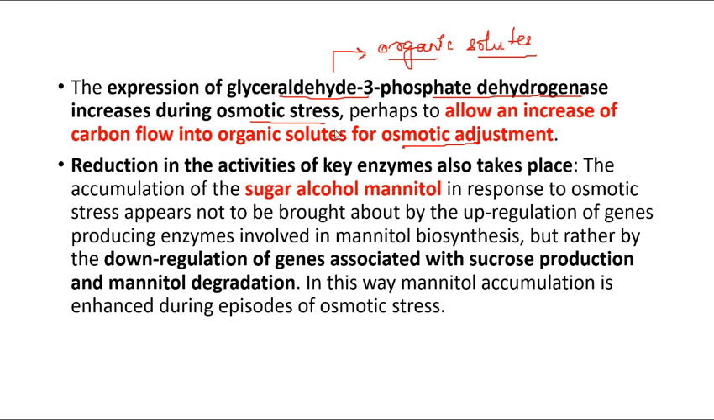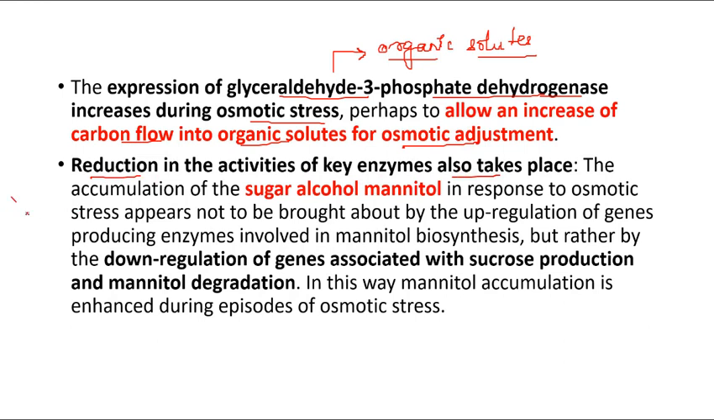This glyceraldehyde 3-phosphate dehydrogenase is an enzyme which is required in glycolysis. It catalyzes the 6th step of glycolysis. Okay, it helps in the synthesis of 1,3-bisphosphoglycerate. This enzyme also acts as a regulatory enzyme. This allows an increase of carbon flow to the organic solutes for osmotic adjustment. Okay, there is also some reduction in the key enzymes that takes place.